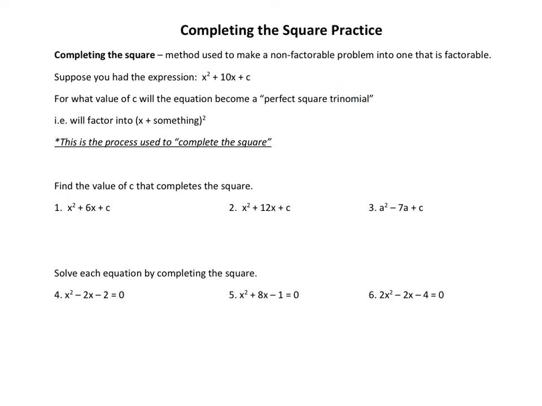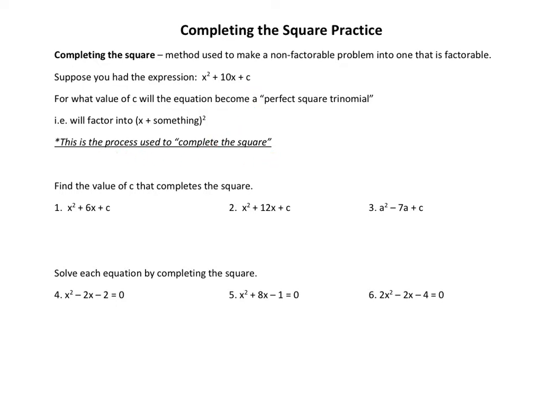So suppose you had the expression over here, x squared plus 10x plus c. And we want to know for what value of c will the equation become a perfect square trinomial. A perfect square trinomial is when I factor it, it'll be like x plus something squared, x minus something squared. So x plus or minus some number squared. That's what we're looking to do in this problem. So the process to do that is called completing the square.